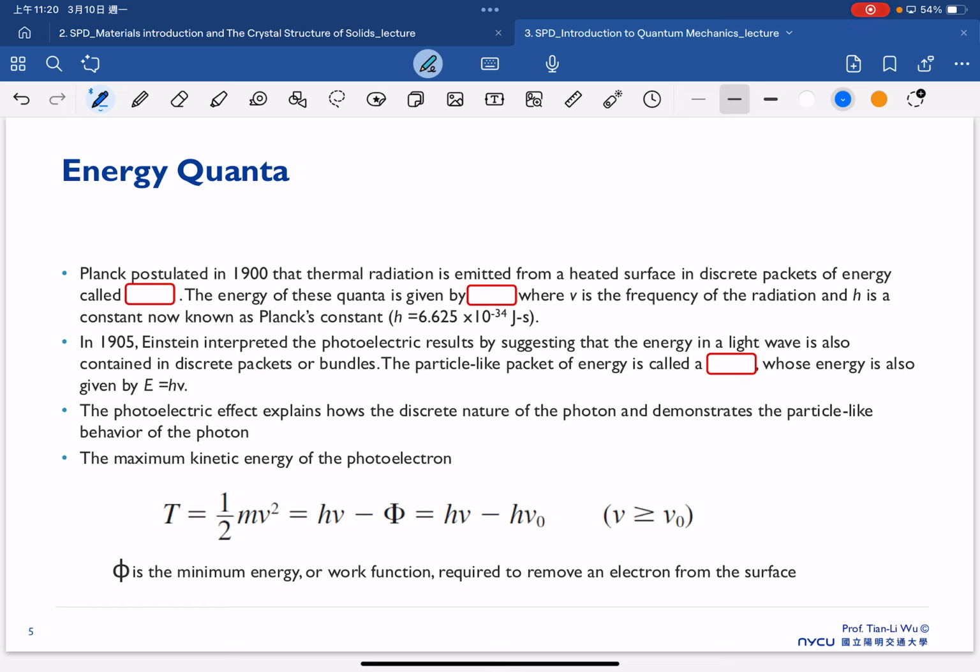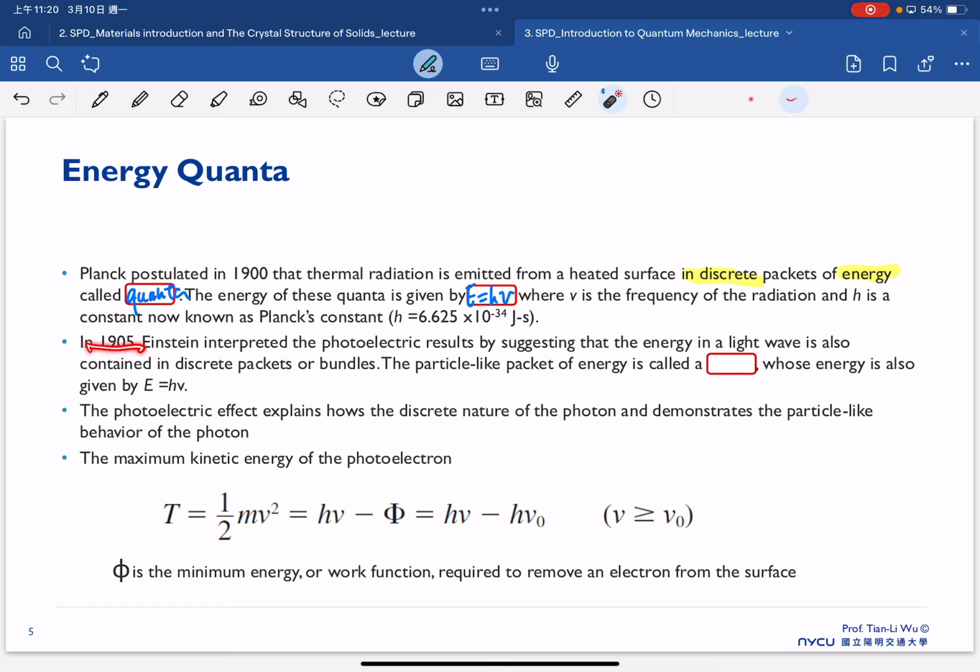So Planck already proposed this theory in the 1900s, that thermal radiation is emitted from a heated surface in discrete packets of energy. That's what we call the quantum. The idea of the quantum is that it becomes a discrete energy level. The energy of this quantum is given by E equals hν, where ν is the frequency of radiation and h is the Planck constant. I think this is also a very well-known equation.